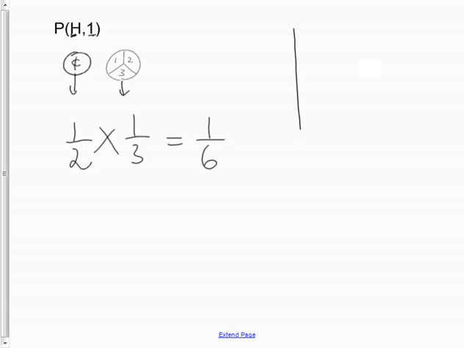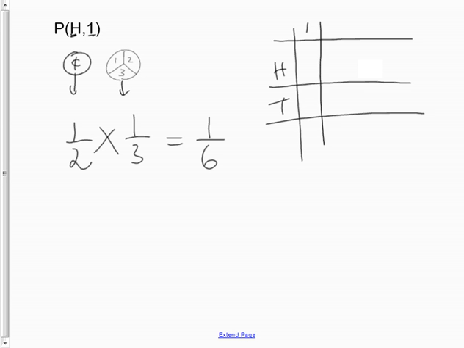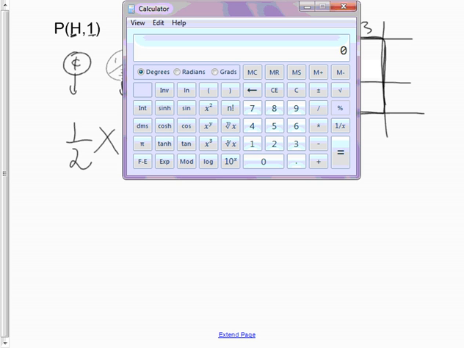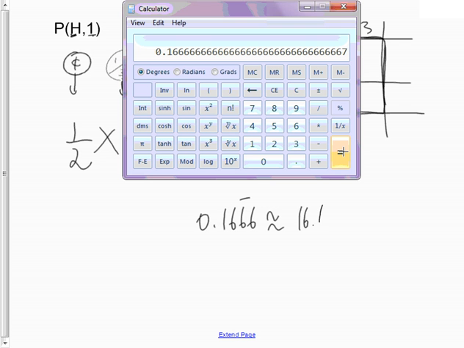And if you wanted to, you could actually physically make your table, heads and tails, 1, 2, and 3, and you could physically see that there's 6 possible combinations, and only one of them, this one right here, is a heads and a 1. So 1 chance out of 6. And as a decimal, 1 divided by 6 gives me 0.1666 repeating, or approximately 16.6 repeating percent. Actually, that's approximately 16.7%, or if you want to round to the nearest whole number, 17%.